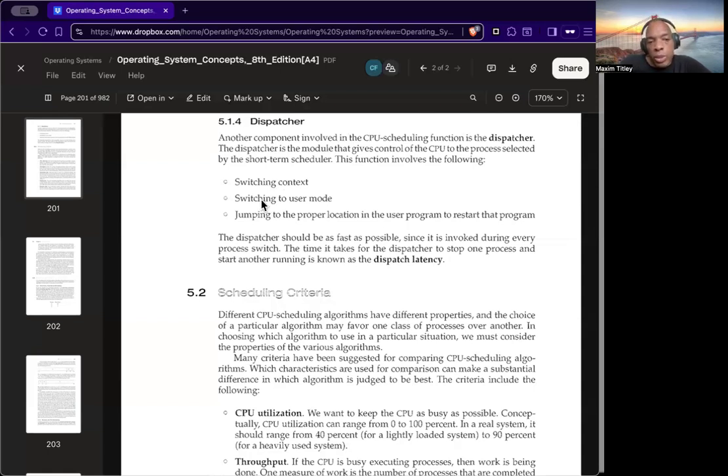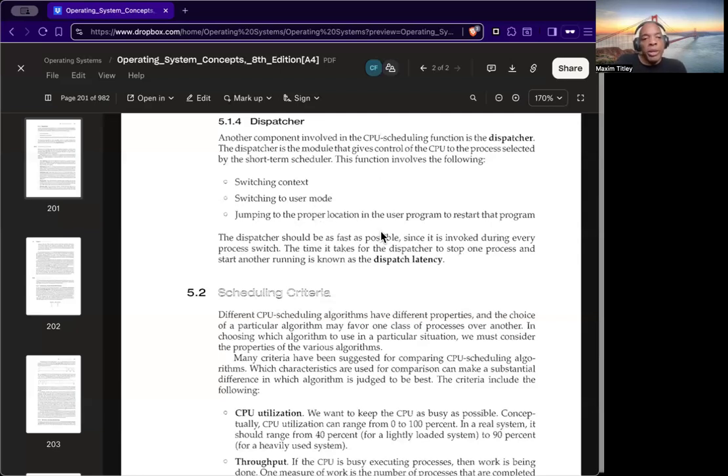There's going to be some context switching, and we're going to switch to user mode. And then we're going to jump to the proper location in the user program to restart that program. All right. Now, remember, we used context switching when we were discussing moving between processes and interrupts and so forth, right? Those were just two kinds of context. We had process mode context and interrupt mode context. Here you have switching to a user mode.